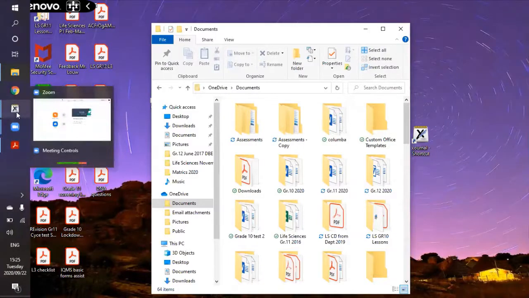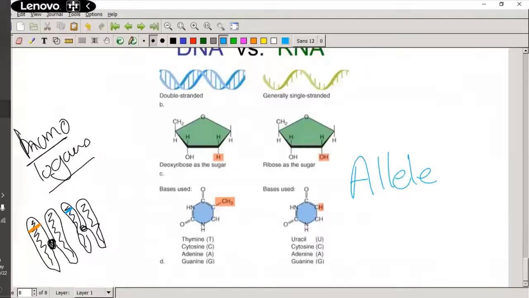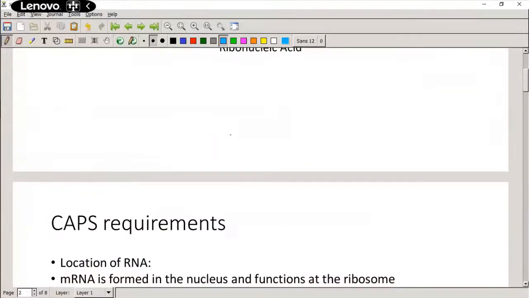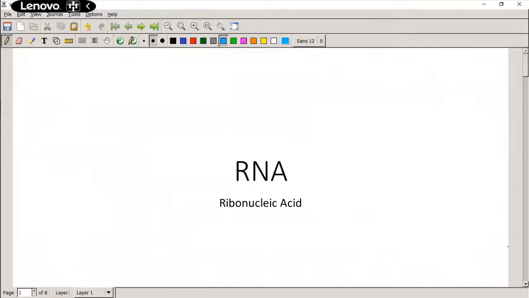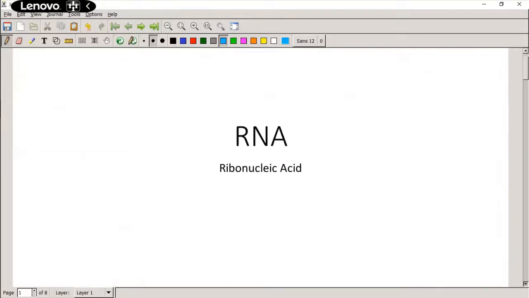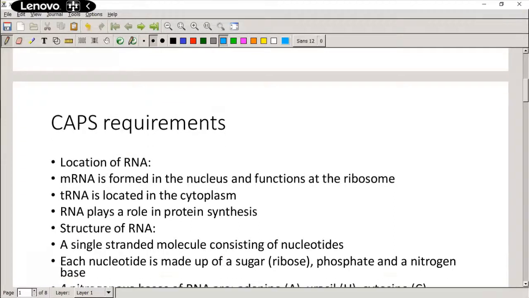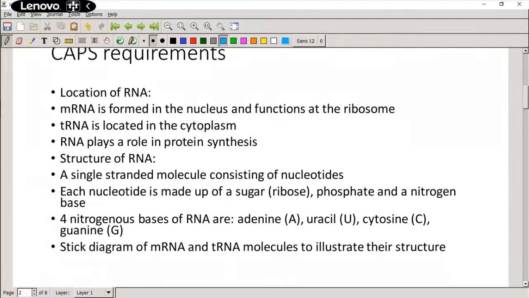Let's take a look at DNA and RNA today. Okay, so we went through DNA previously. Now we're going to go through RNA in a bit more detail. What do we need to know about RNA according to CAPS? We need to know, where do we find RNA? We're going to find RNA in the nucleus and in the cytoplasm, but there are specific types of RNA. And where are we going to find the specific types of RNA?